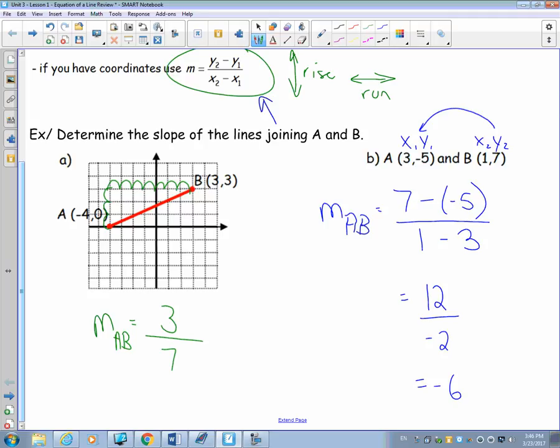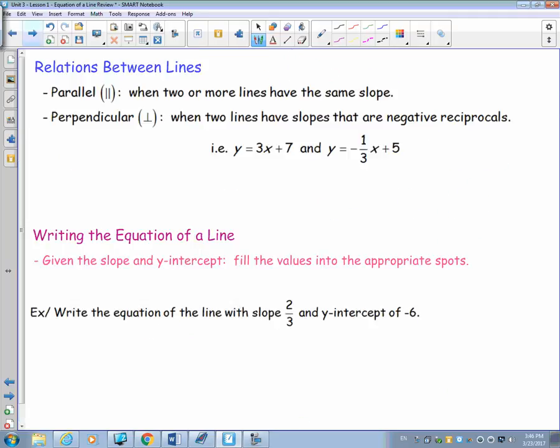Okay, so we have to be able to calculate slope. That's one of our ideas. There are some relationships we should know about between lines. We talked about this last unit when we talked about linear systems. For instance, parallel lines never cross, and they never cross because they have the same slope. The word we want to add to that is perpendicular, and we're going to use this upside down T symbol for perpendicular.